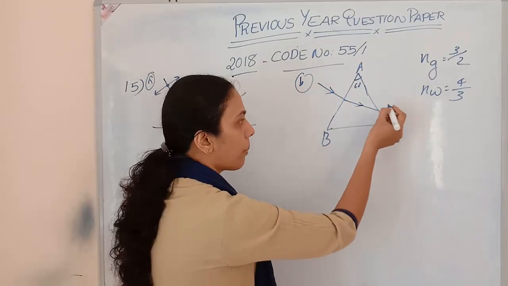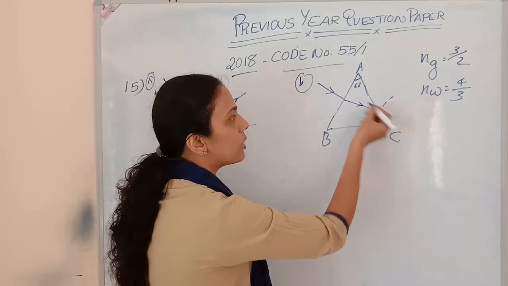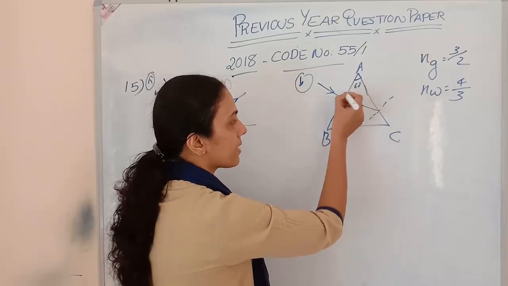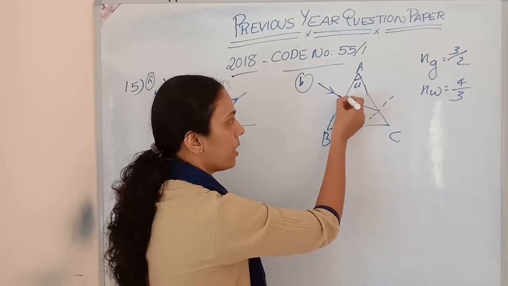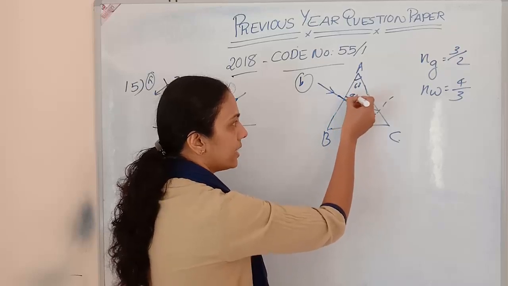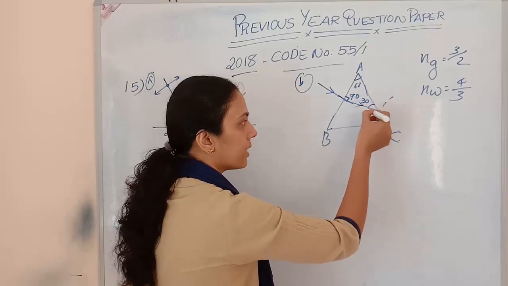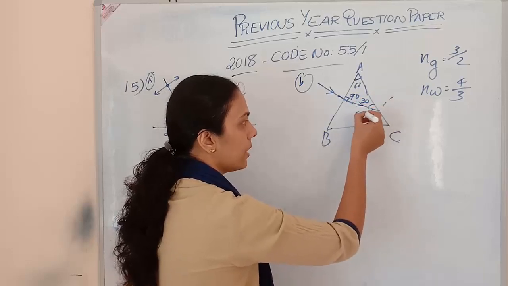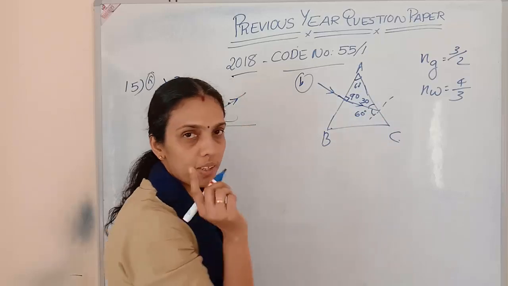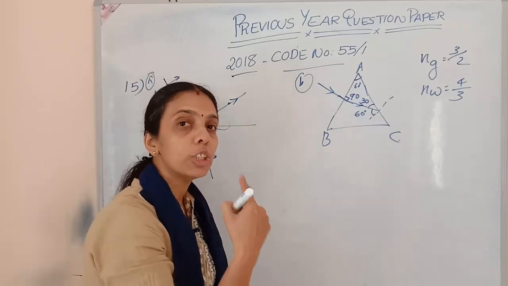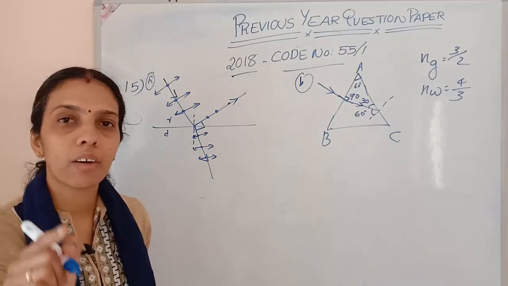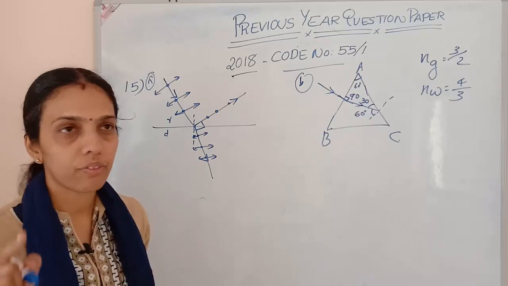After coming back, how much will this angle be? We know this is 60 degrees and this is the normal. So here it will be 90 degrees. If it is 90 degrees, this will be 30 degrees. If that is 30 degrees, the rest will be 60 degrees. So the angle of incidence is 60 degrees. We should find out whether it will suffer total internal reflection or not.